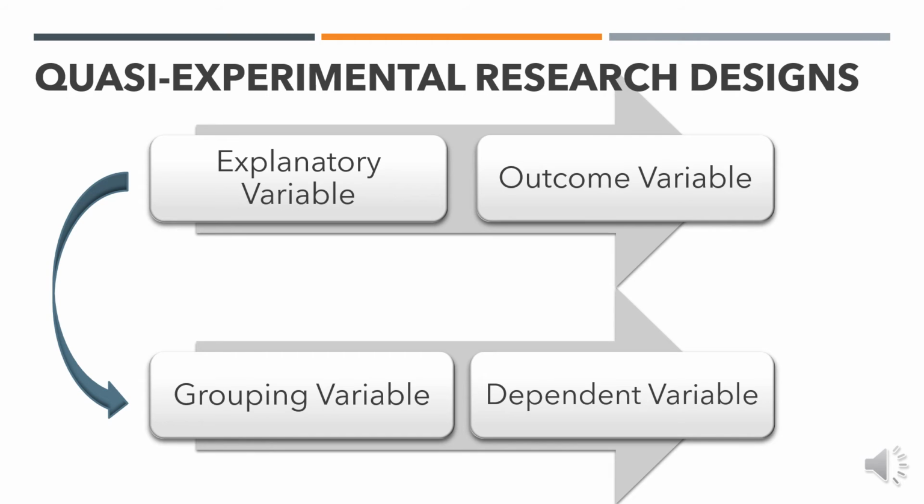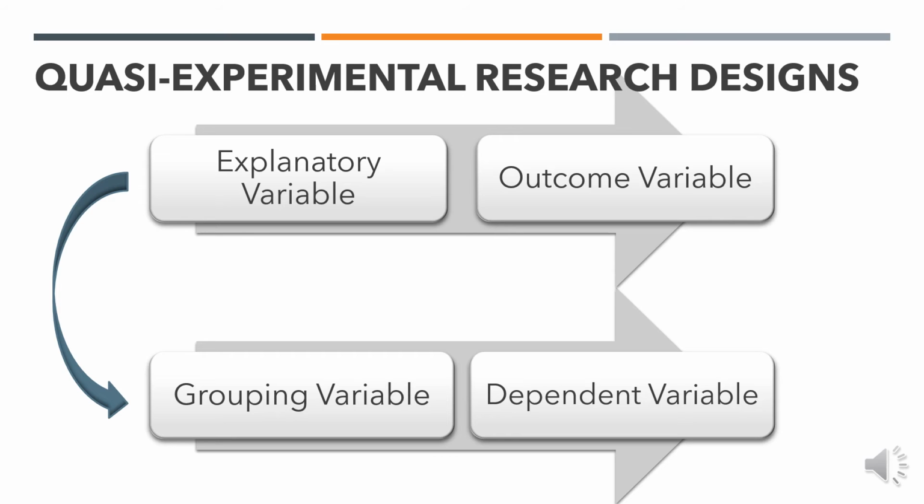In a quasi-experimental research design, explanatory variables are called grouping variables and outcome variables are called dependent variables. A grouping variable is still the variable we think causes a change in the dependent variable, such that we believe being in one group versus another impacts the dependent variable.